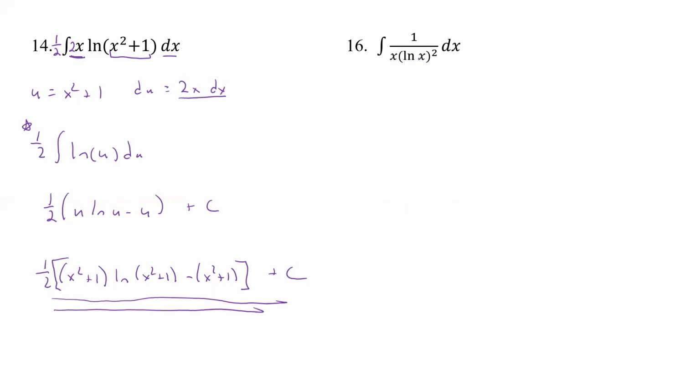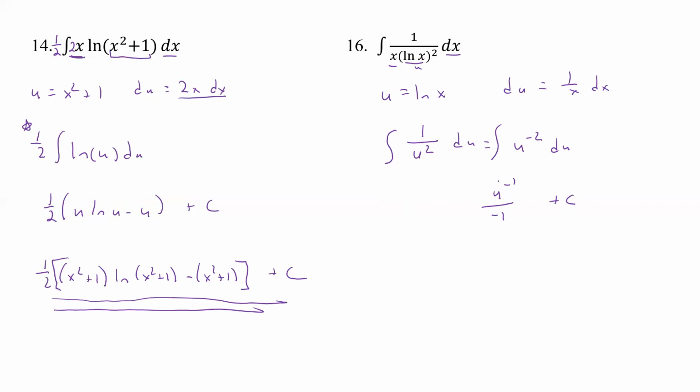All right, how about this one? Well, again, inside that we have ln of x, which we can easily take the derivative of. So let u equal ln of x, du equals 1 over x dx. Well, guess what? That 1 over x dx is this piece, and this is our u. So it looks like we're going to have the integral of 1 over u squared du. Let's change that to u to the negative 2 du, which is a little easier to work with. Then I know what to do with this: that's going to be u to the negative 1 over negative 1, and then plus c.